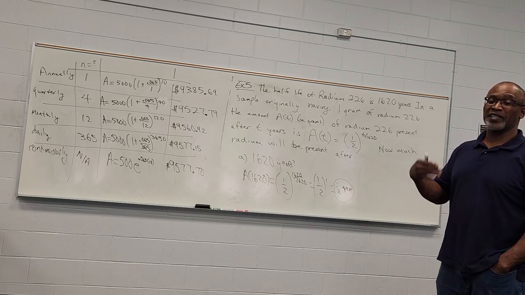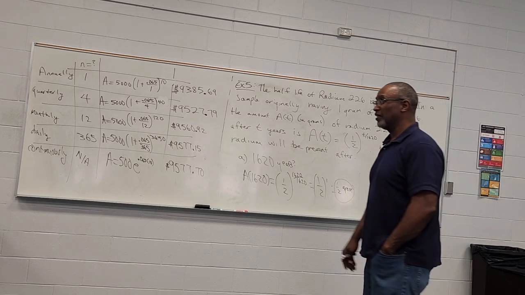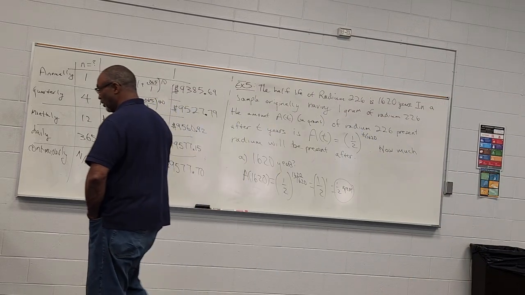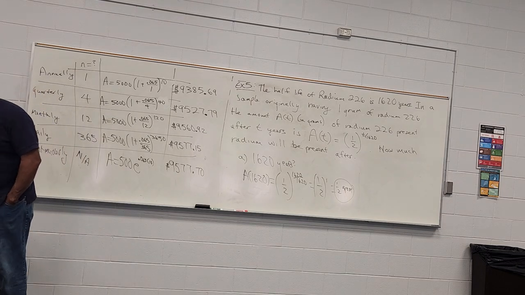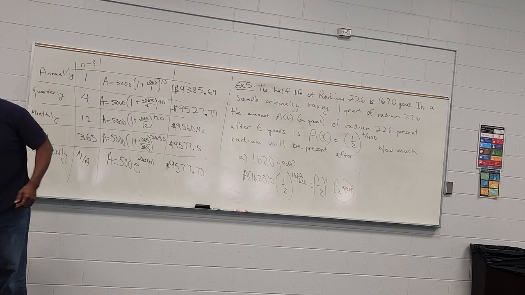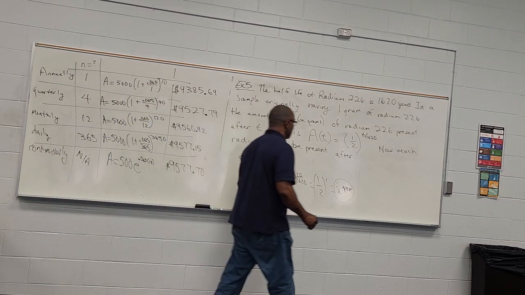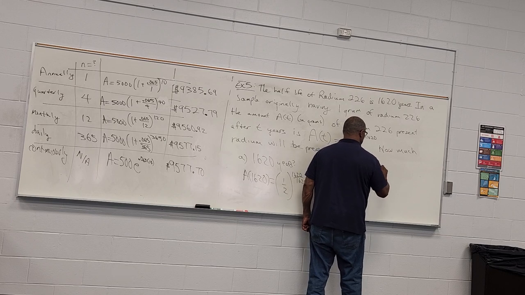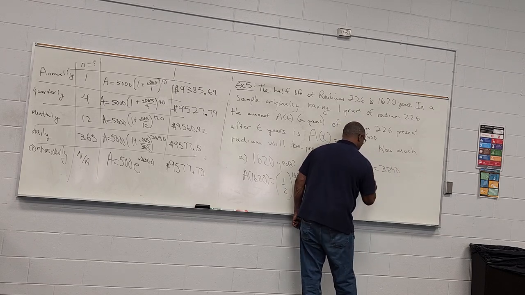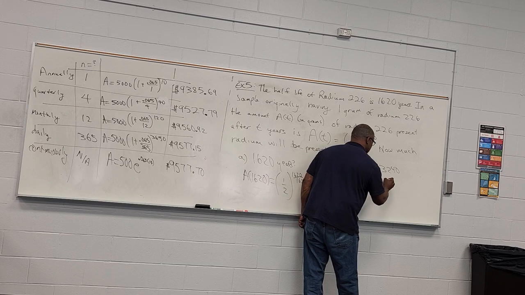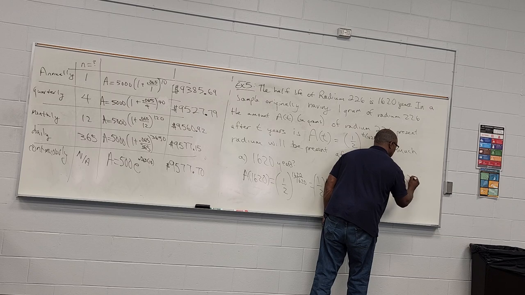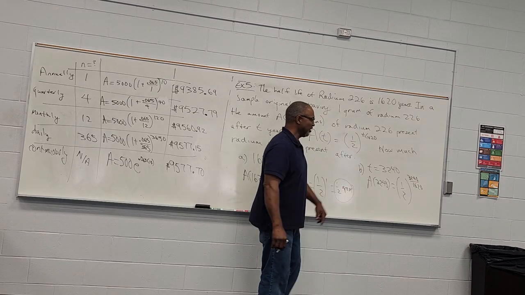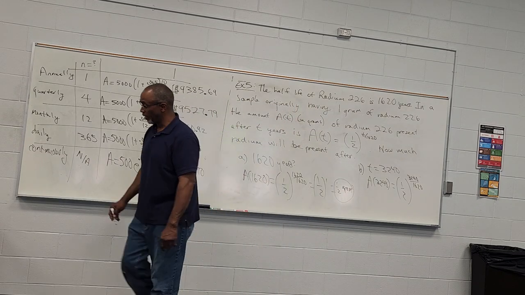Again, it decomposes or decays really, really slowly. So this is how exponential decay works with these radioactive elements. They decompose very slowly. B and C work the exact same way. B says T equals 3240 years. So I'd have A of 3240 equals 1/2 to the 3240 over 1620. And just put that in your calculator, right?